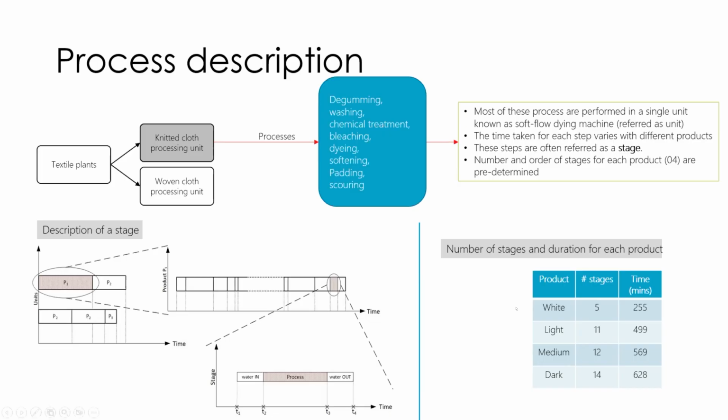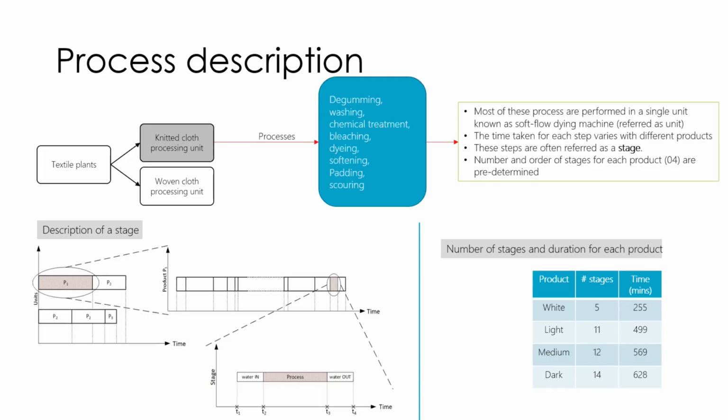And each of them goes through several stages, right? What I mean by stages is, this is a unit, and let's say this is one product, P1, call it white. White goes through several stages, for example 5, and dark is the highest, which goes through 14 stages. Each stage has its own water consumption, the amount of water consumed in each stage is the same, and depending upon the number of stages, the water consumed is going to be larger. So dark consumes a large amount of water compared to a white shade.